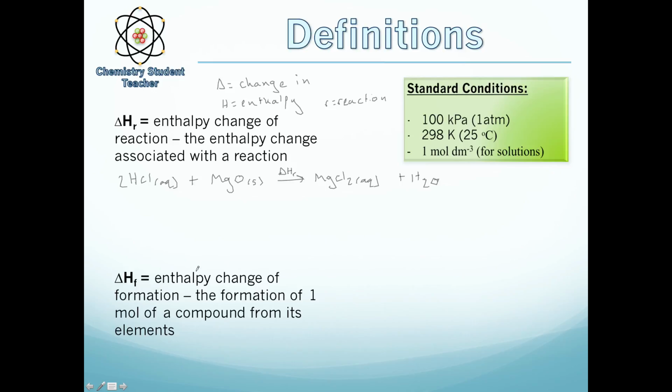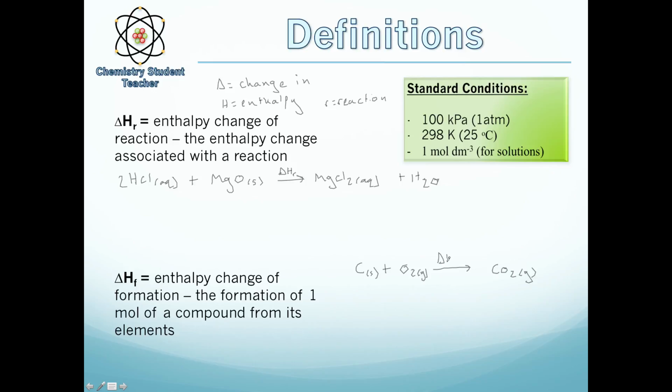So the next bit is enthalpy change of formation, the second one down here. So that's defined as the formation of 1 mole of a compound from its elements. So this means that you could have solid carbon, like soot or graphite or something like that, would react with gaseous oxygen, because in standard conditions at room temperature, oxygen is a gas and carbon is a solid. They'll react to form carbon dioxide as a gas.